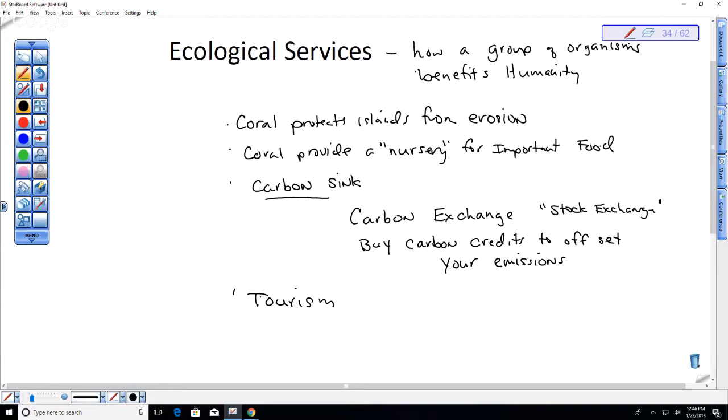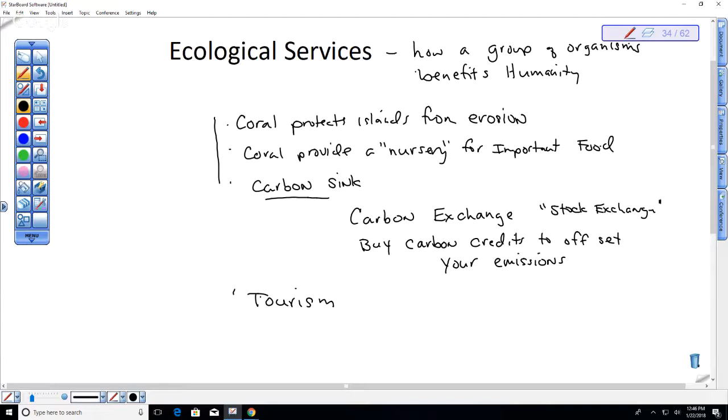I'm not sure that is, I guess it's an ecological service. That's a little bit different than these other ones, where I'm thinking that it actually provides a service, an ecological service, by removing carbon or creating a nursery or protecting the islands. Okay.